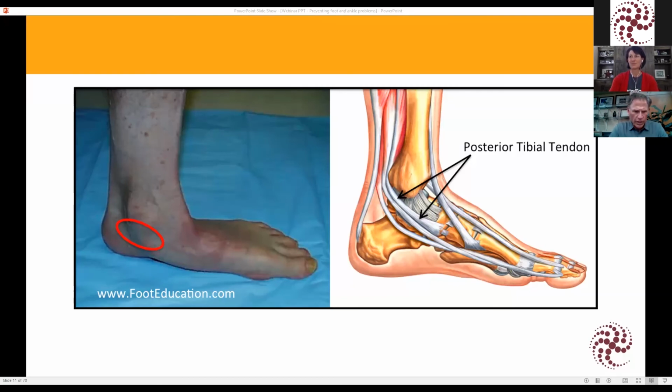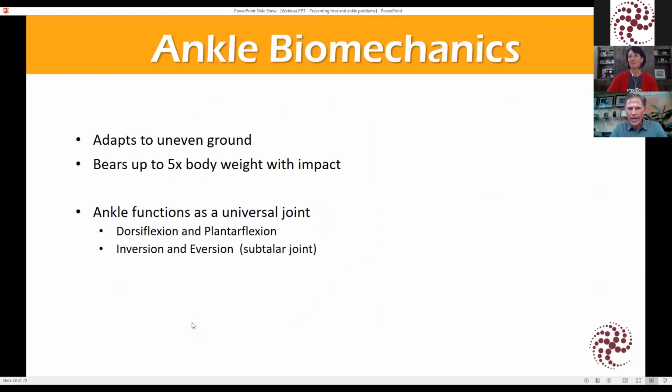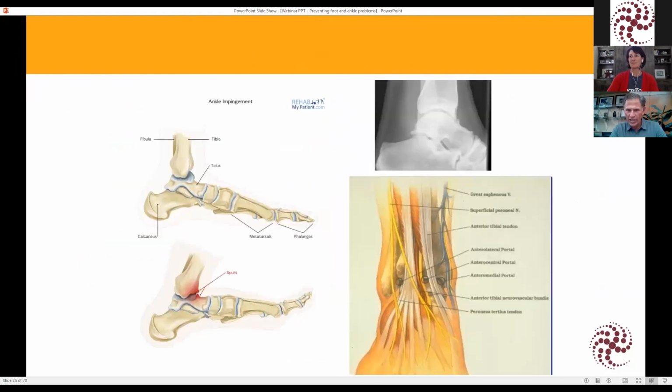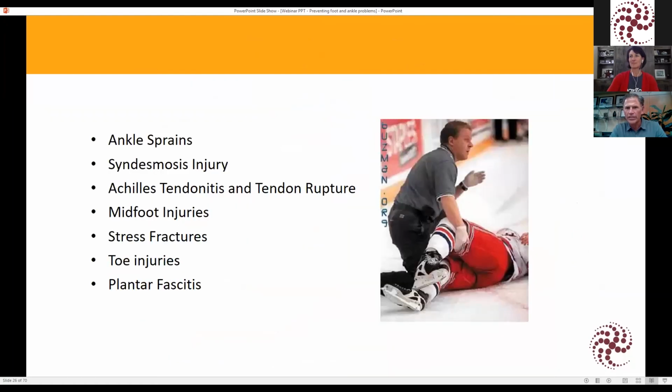While we're doing that, am I still sharing screen? Yep. Okay, good. I'm going to go down to ankle injuries, and in particular, let's talk about ankle sprains, which is perhaps the most common injury that I see, and one of the most common sports-related or activity-related injuries.